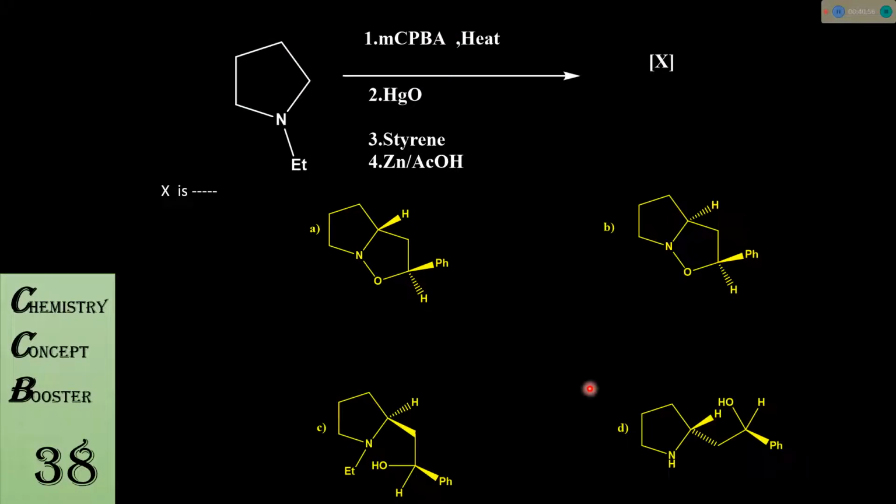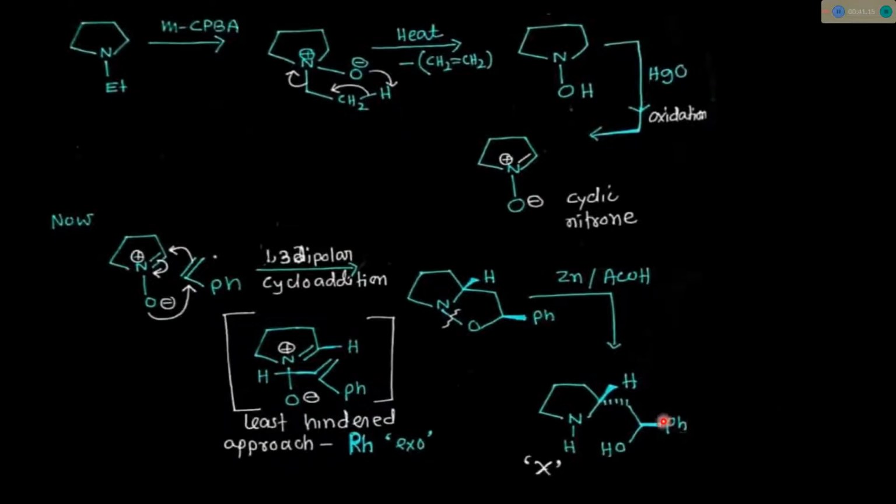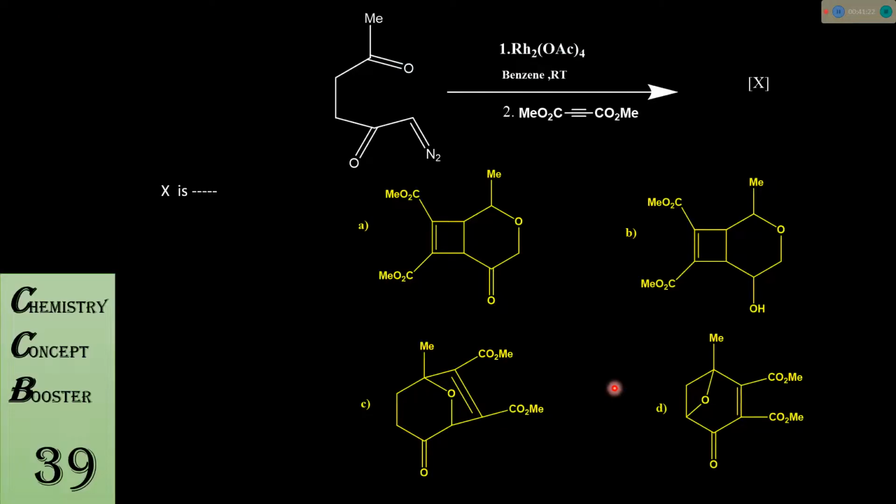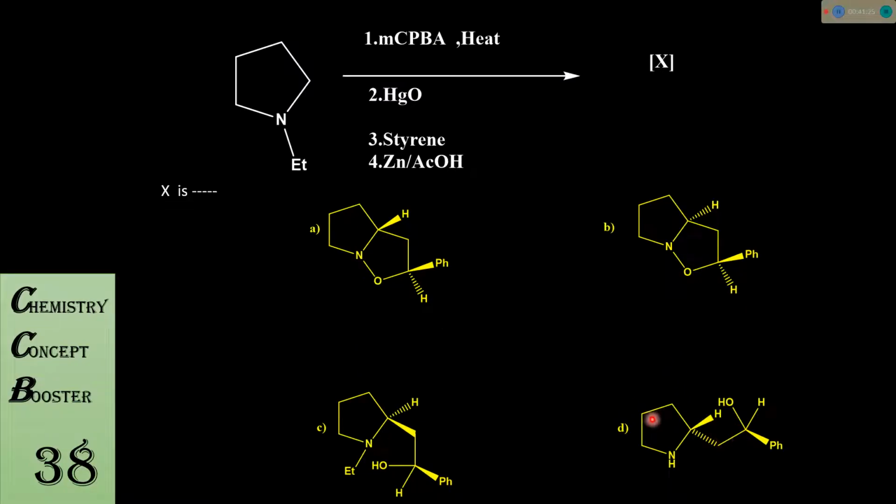If we see the options, the hydrogen and Ph should have the same stereochemistry, but here a bicyclic ring is there, so these two are not the correct product. The bicyclic ring will break. Here an N-Et is there, so it is also not the correct product. This NH, this H and this Ph should have the same stereochemistry. This hydrogen is above, meaning this bond should be below, and this H and this hydrogen should have the same stereochemistry. So option D is correct for this reaction. Now move to the next question.